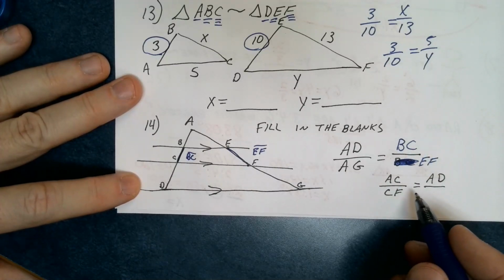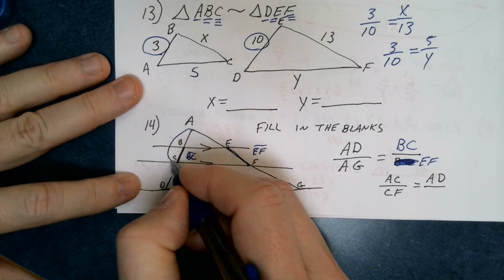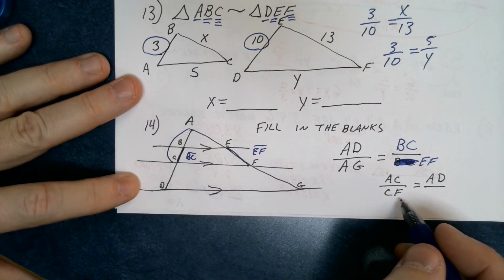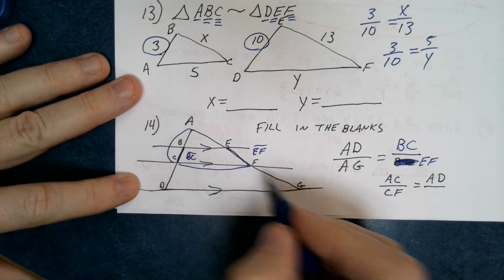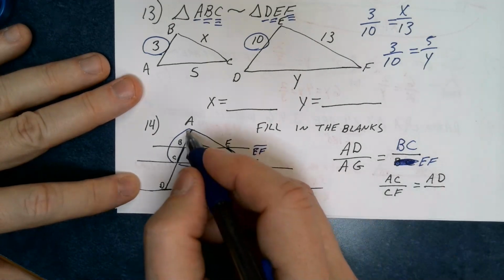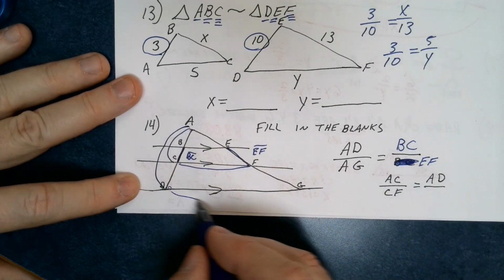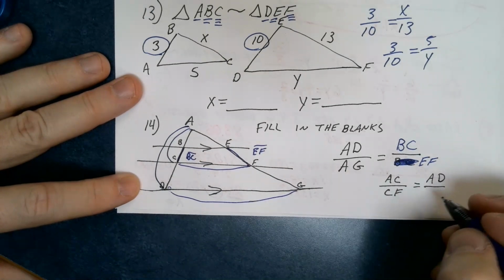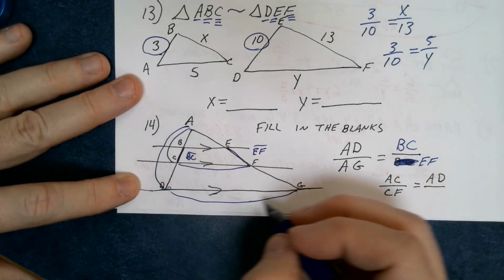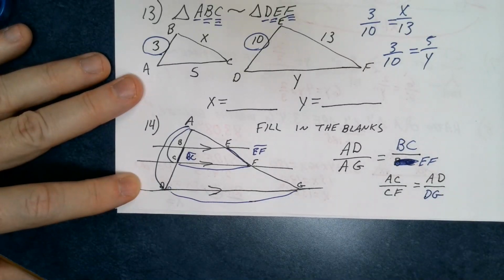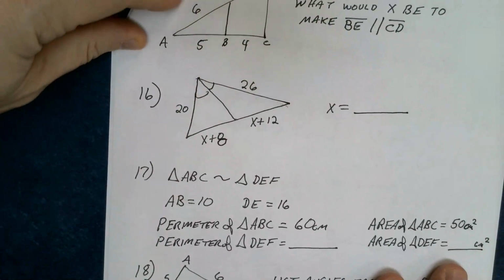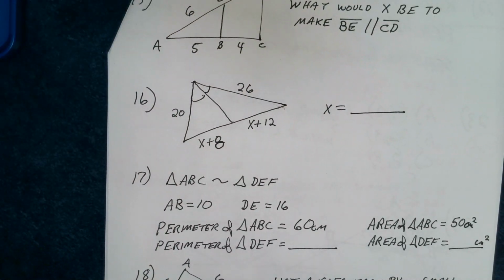On the next one, AC, which is here, over CF, which is here, left side over bottom, equals AD, left side over bottom. So in this case, that would be DG. Okay, let's go to page 3. Trying to move through this, trying to get this thing under half an hour here.